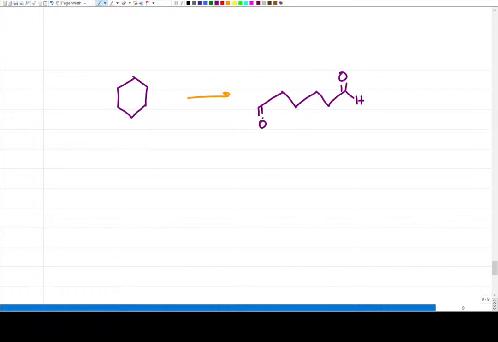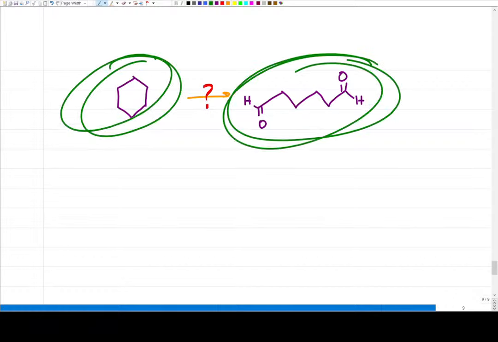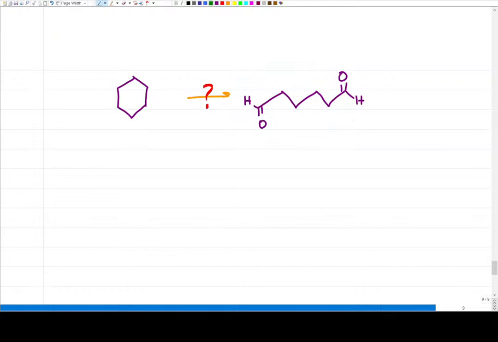Okay, maybe not very easy, but we'll call it straightforward enough if you know what to do. Somehow, some way, we want to come up with this. When you first look at it, you're starting with a ring, you're ending with a chain. You have nothing on the ring, you have 2 aldehydes on the chain. There is so much going on here that it looks really, really scary.